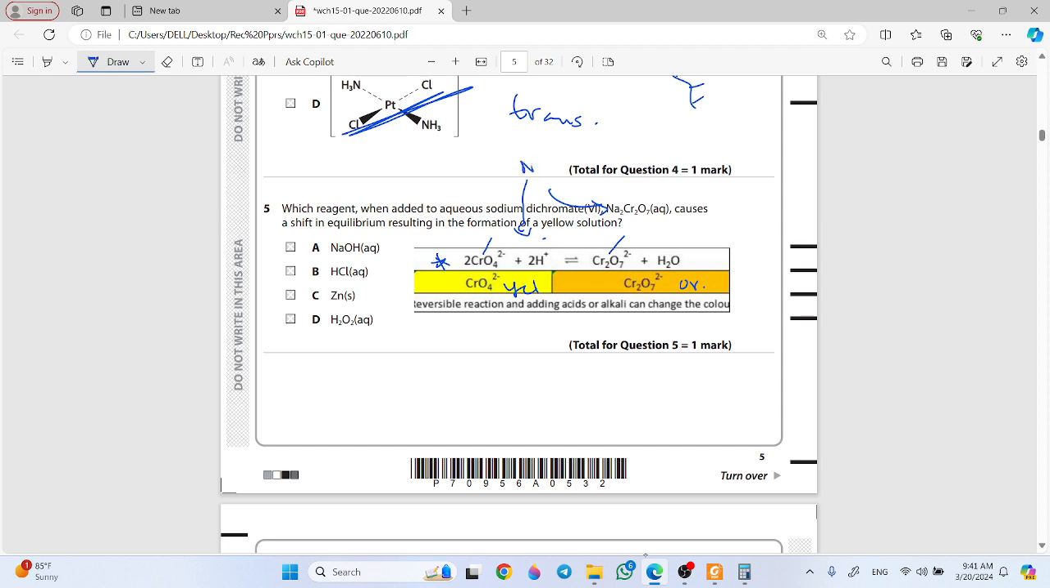But if you put any alkali over here, what will happen? This H plus tends to react with the alkali. So as a result, what happens, children? It favors the backward reaction. So orange changes into yellow. Now they are asking which shift in equilibrium results in formation of a yellow solution. So it should be the backward reaction.